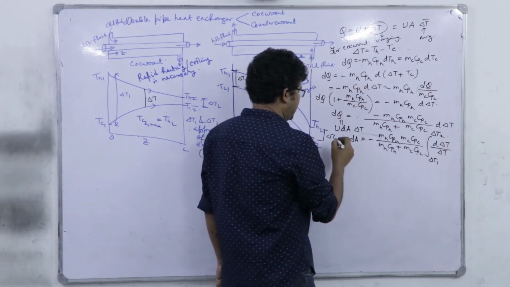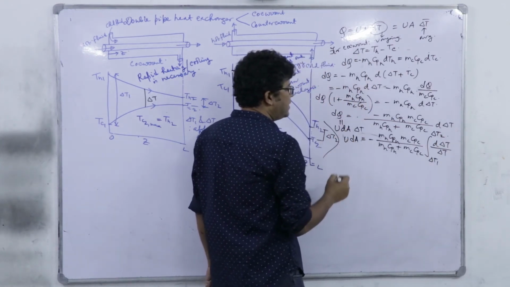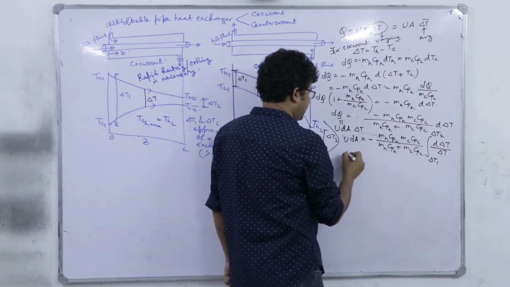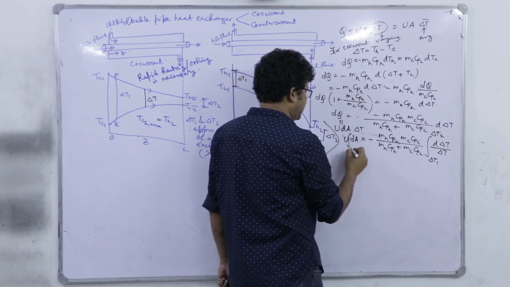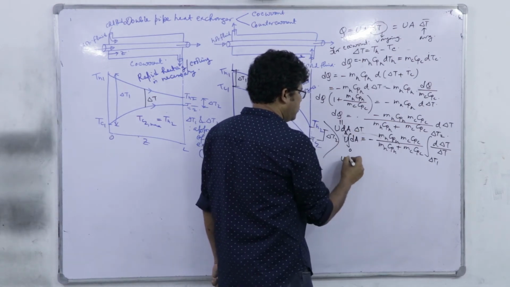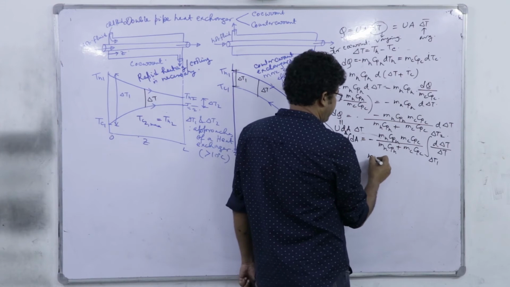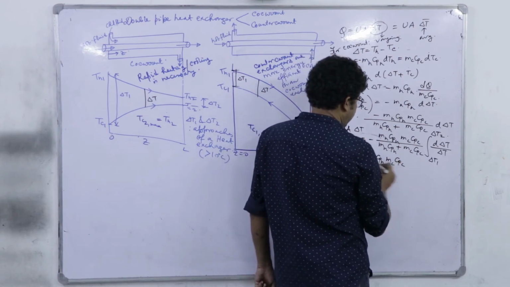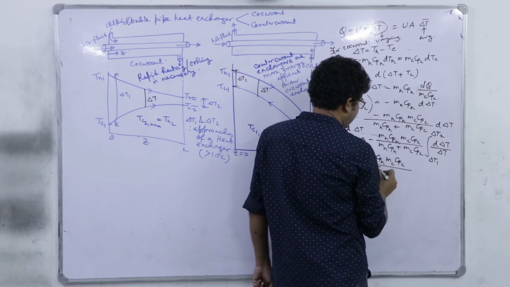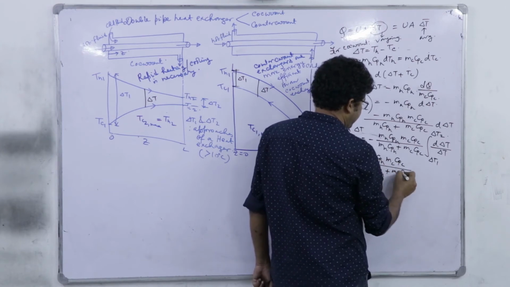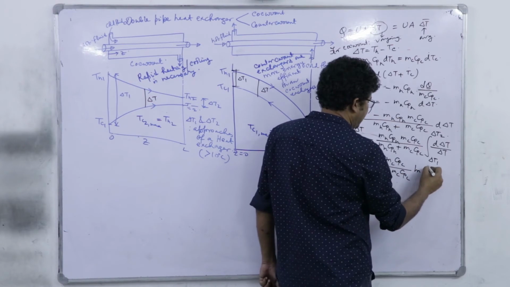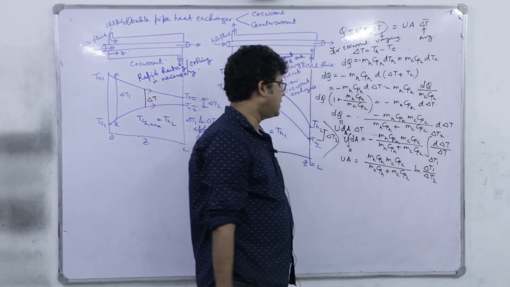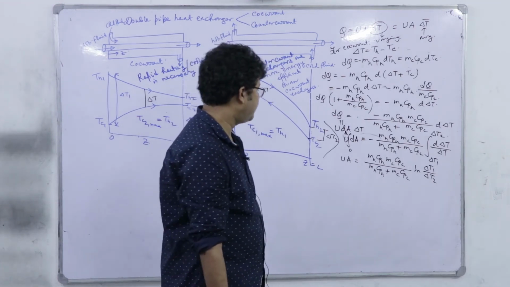Now delta T1, you see, delta T1 is greater than delta T2. So we include the minus sign, and here also we integrate over 0 to A. So U into A is equal to mH CPH mC CPC divided by mH CPH plus mC CPC into ln of delta T1 by delta T2, because delta T1 is greater than delta T2.